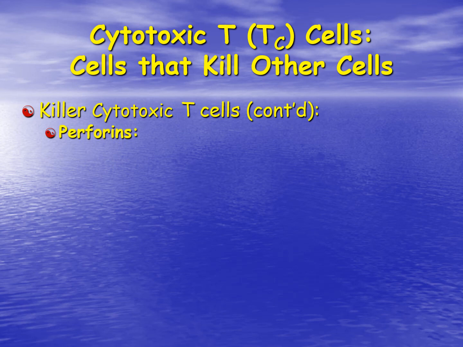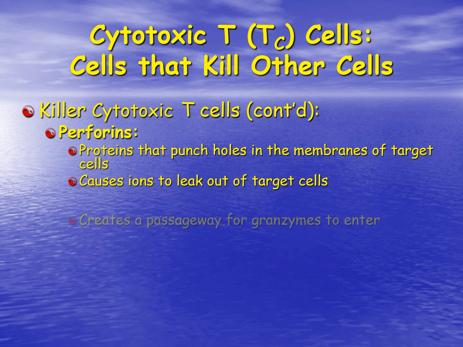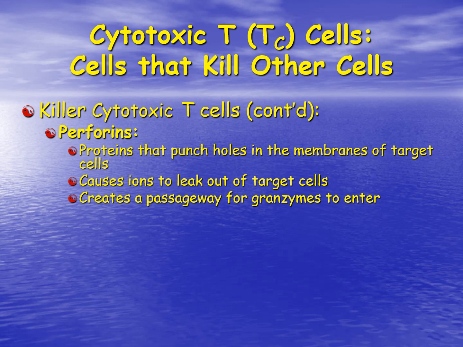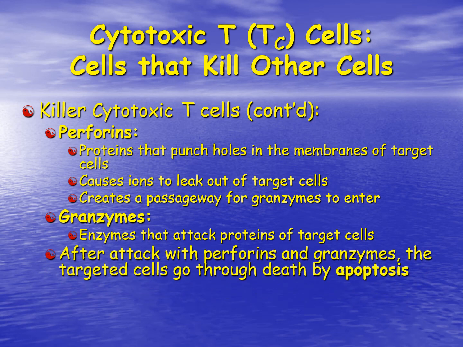The cytotoxic T cells again release perforins that are proteins that will punch a hole in the membrane of the antigen-bearing target cell. And this will cause ions to leak out of the target cell, eventually killing them on their own. And it can create a passage for the other thing that cytotoxic T cells produce, and those are granzymes. The granzymes are enzymes that will dissolve and attack proteins within the target cell. And after attack with perforins and granzymes, the targeted cells then go through the death process by apoptosis.